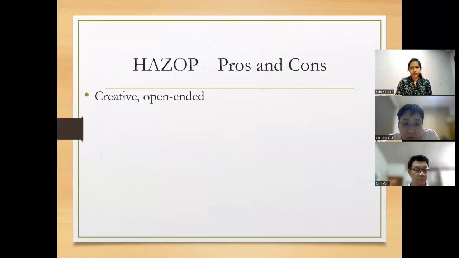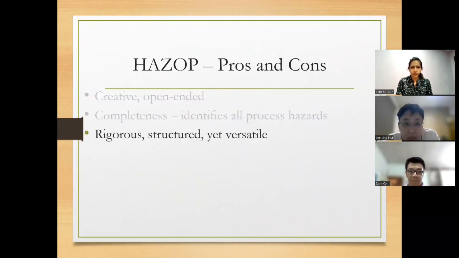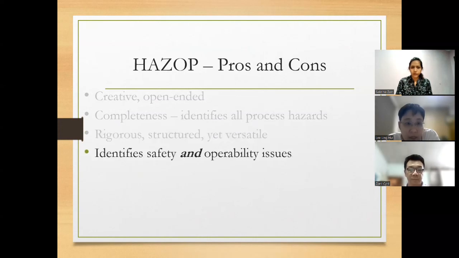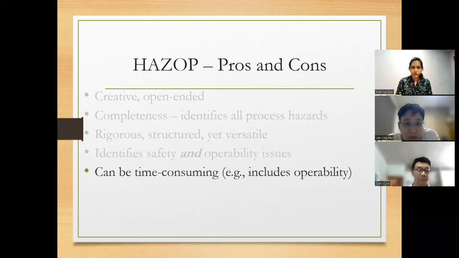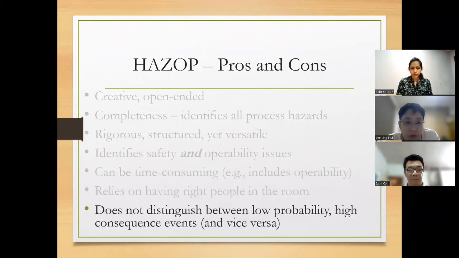For HAZOP, we have pros and cons, of course. So it's creative, it's open-ended, and it helps to identify all process hazards, rigorous, structured, yet versatile, identify safety and operating issue. It can be time-consuming because it includes operability and relies on having the right person in the room. It does not distinguish between low probability, high consequence event and vice versa.